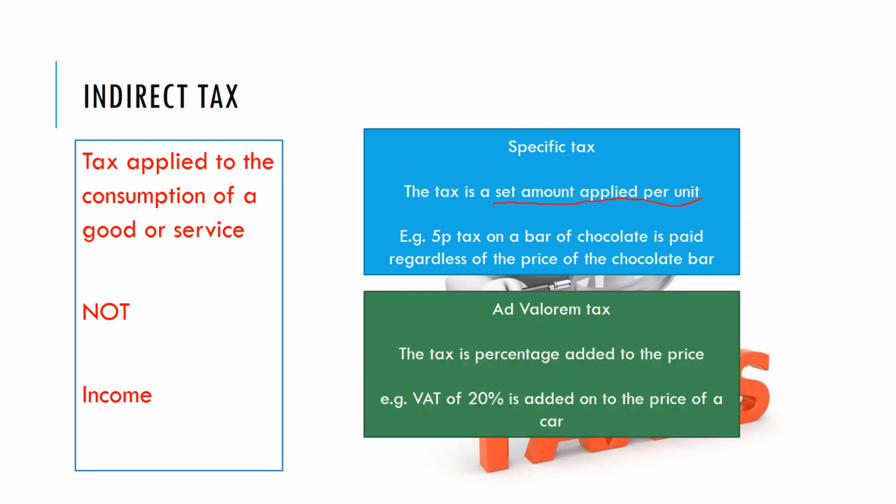The other alternative is an ad valorem tax, and this is a percentage that is added onto the price and then collected as tax. So for example, VAT of 20% is added onto the price of a car, and that will change depending on what the price of the car is, the amount of tax collected.